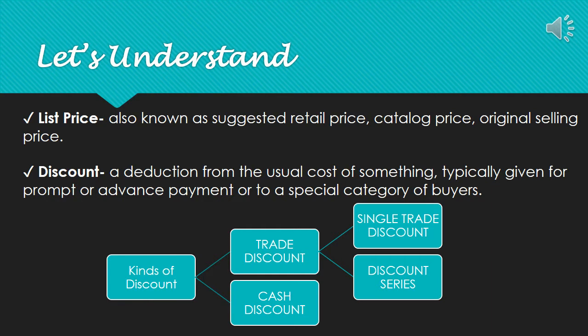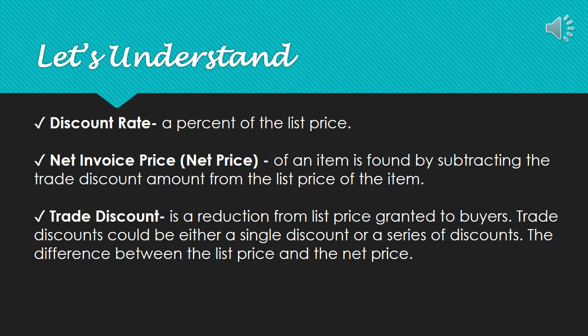For the trade discount, meron tayong two kinds. We have single trade discount and discount series. So, sa dalawang yun, dun tayo magfo-focus. So, next, we have discount rate, a percent of the list price. So, pag sinabi natin discount rate, ilang percent ba dun sa original price yung mababawas?